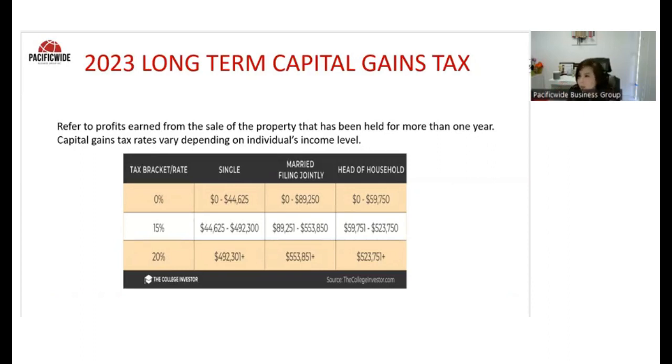If you are an individual, a single person, you own a property and you live in it, every time you see your home value go up more than $300,000, go ahead and sell it.